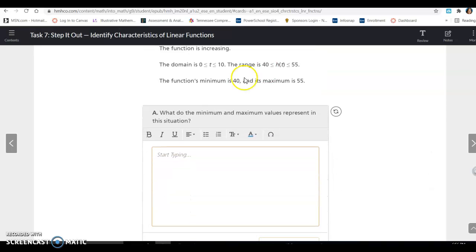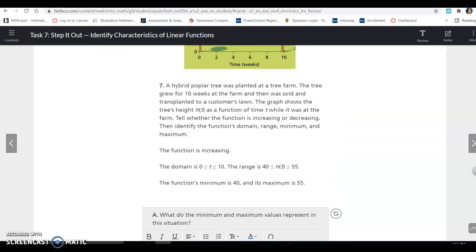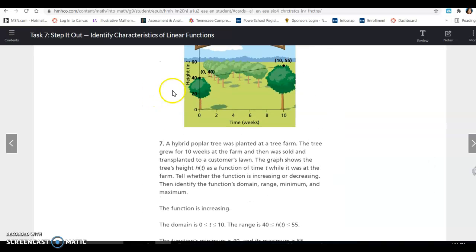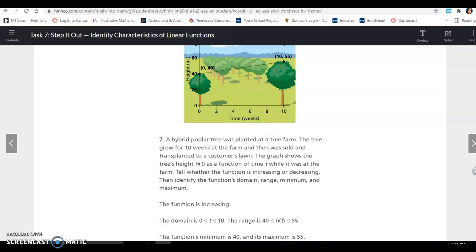All right, so it says, what do the minimum and maximum values represent in this situation? In this situation, the minimum value represents the height of the tree at week 0, so when it was planted or at the very beginning. And then 55, the maximum height, represents how tall the tree is after 10 weeks before the farm sold it to a customer.